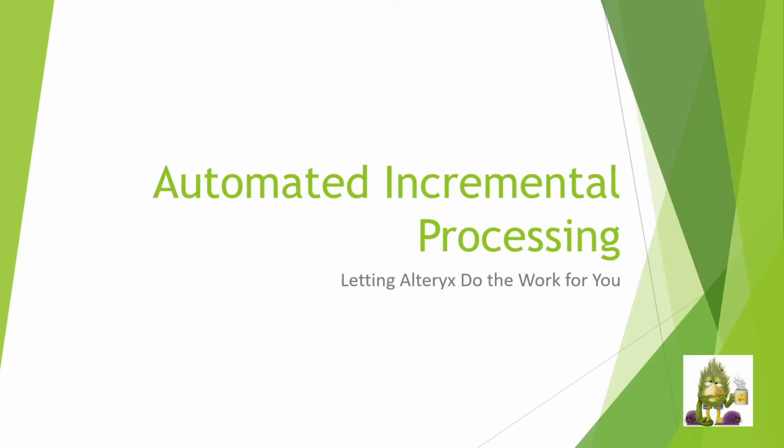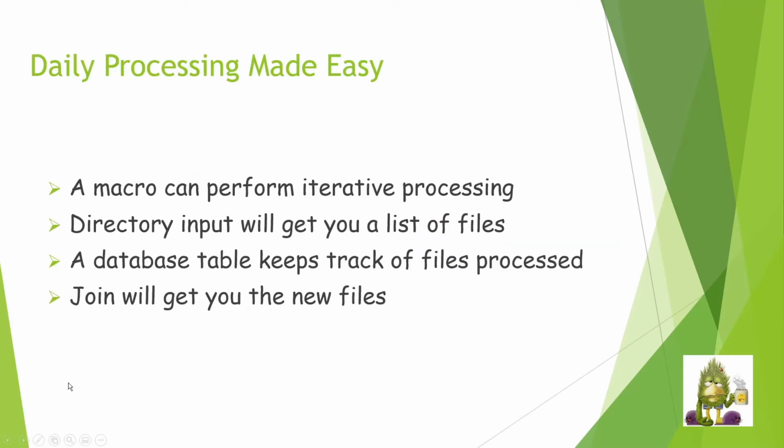And along the way, it'll actually provide you with some metadata that would be useful for you to present onto any type of data portal that you have. We looked in the last video at how a macro can do iterative processing, so we're going to use a macro to do that. I have a directory input like we did in that previous one that'll get me a list of files, but I also will create a database table that will keep track of the files that are processed. This is a piece of metadata that will have in it the number of rows that were in that file and the date that it was processed. And then we'll simply use a join in order to deal with what new files are coming along.